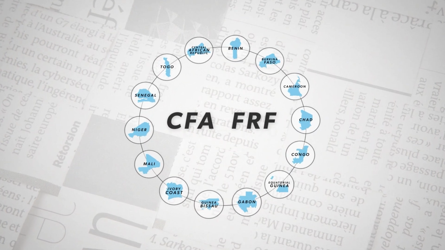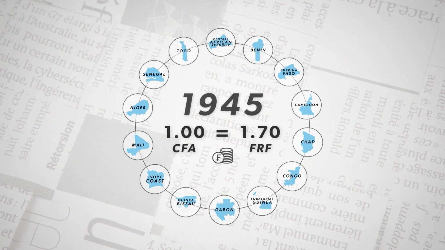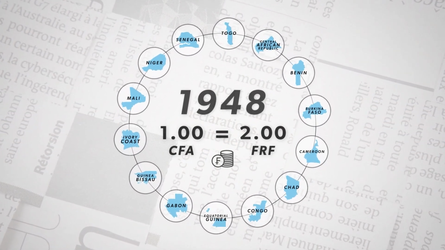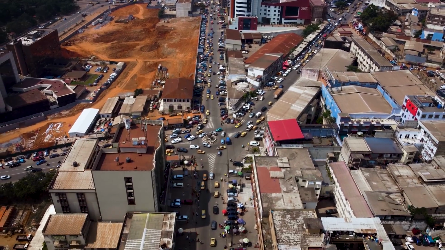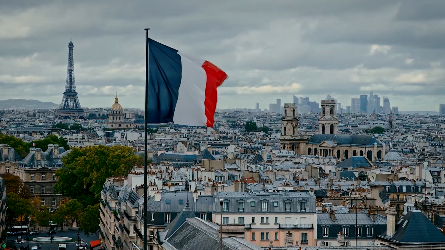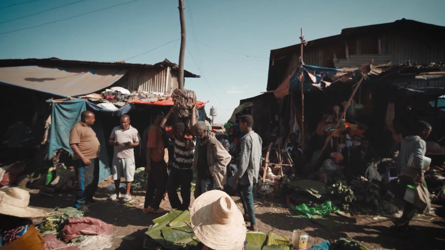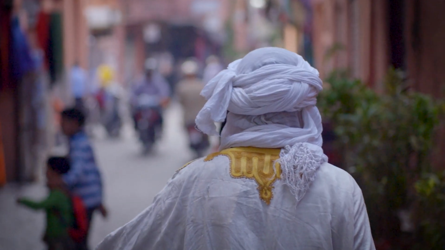In its infancy, the CFA franc was pegged to its French counterpart at a rate of 1.7 to 1, but by 1948 it had changed to 2 to 1. The deliberate overvaluation of the CFA franc allowed Paris to strengthen its own currency against the US dollar, while simultaneously undermining Africa's export competitiveness in favour of French trade.